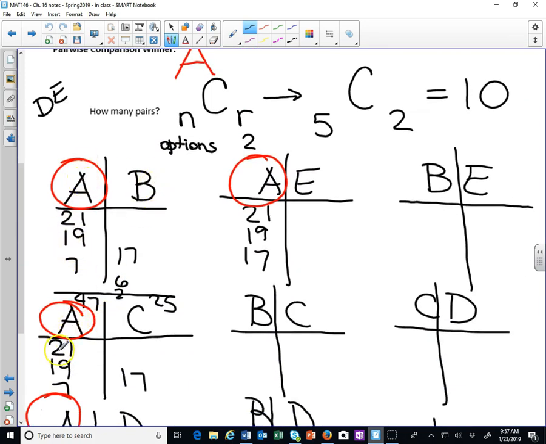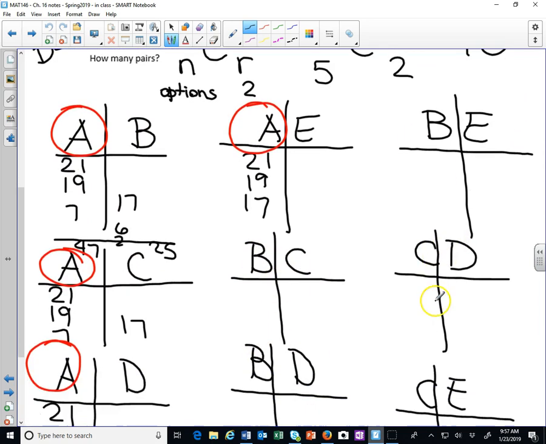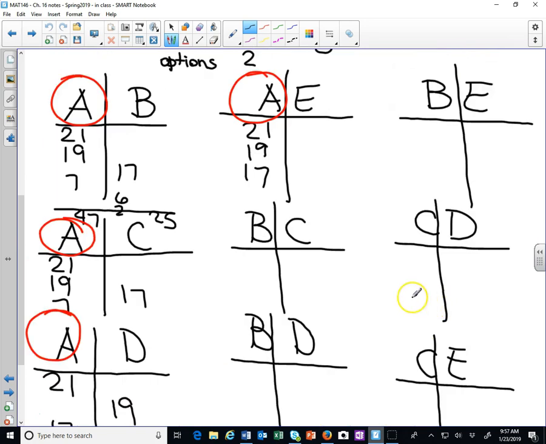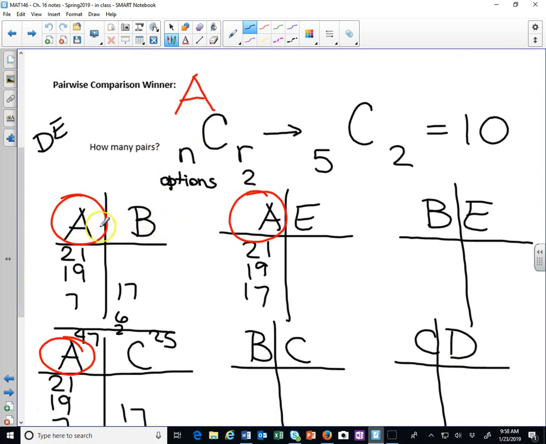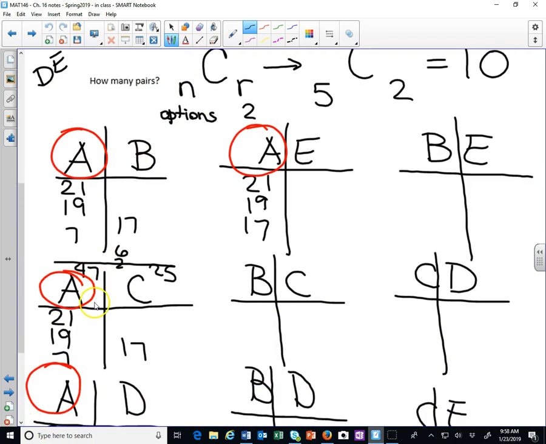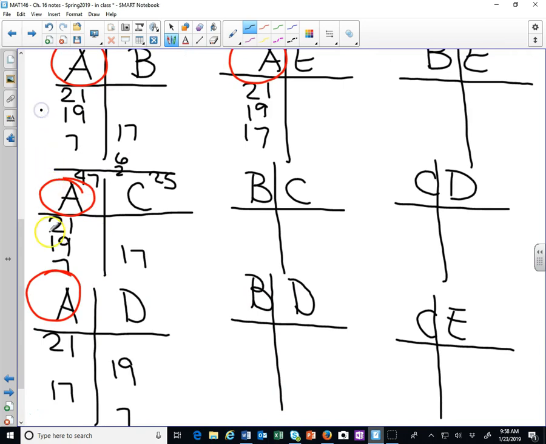So A versus B, A and C, A and D, A and E. Then we start with the B, B and C, B and D, B and E. Then C and D, C and E, and the very last one was D and E. So I kind of ran out of room to write that, but that would be our 10th pair. So what happens here is when you start doing these, you're going to notice that actually A wins every single one that it's paired in.